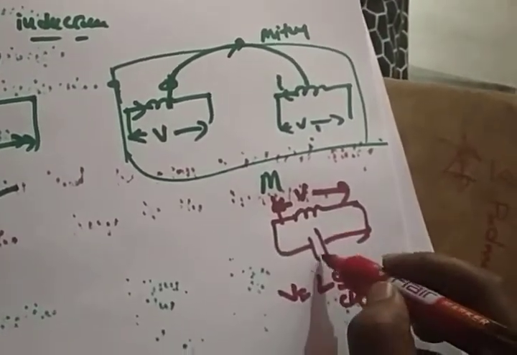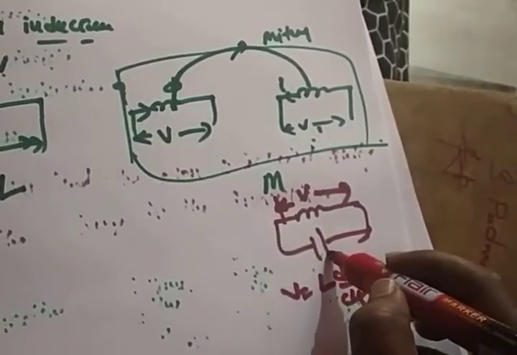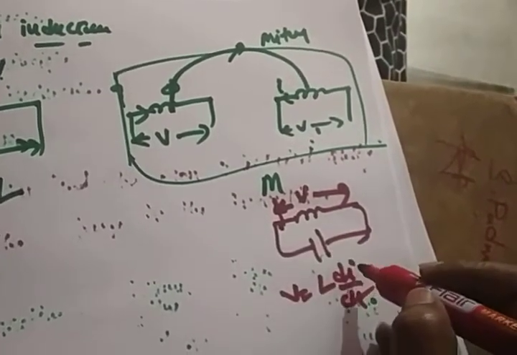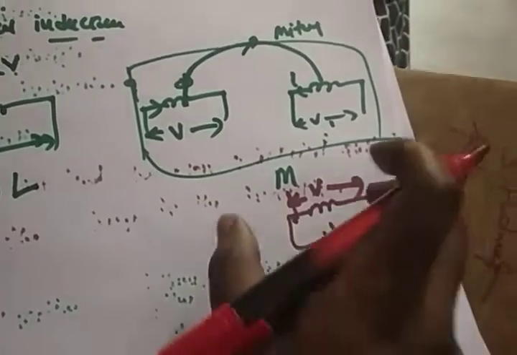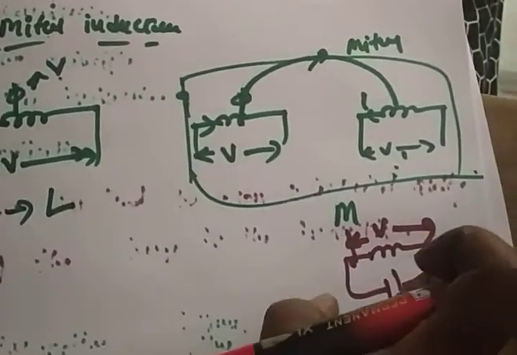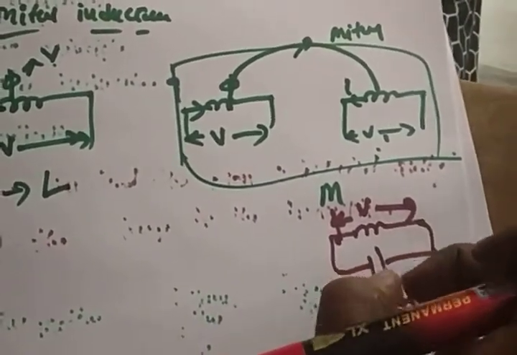What type of voltage are you applying? This is a DC voltage. That means whatever the current is, it is a DC current. If the current is constant, the differentiation of a constant is what? The voltage is equal to 0. If the voltage is equal to 0, what happens? Voltage equal to 0 is nothing but a short circuit. So that means if you apply a DC supply to the inductor, it will act as a short circuit.